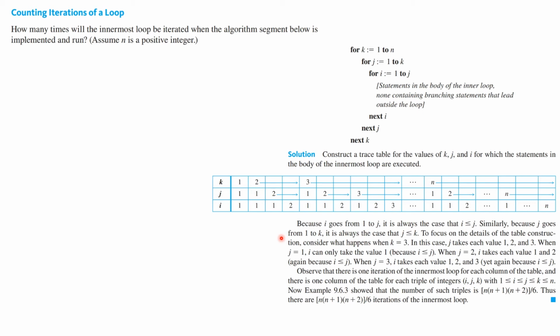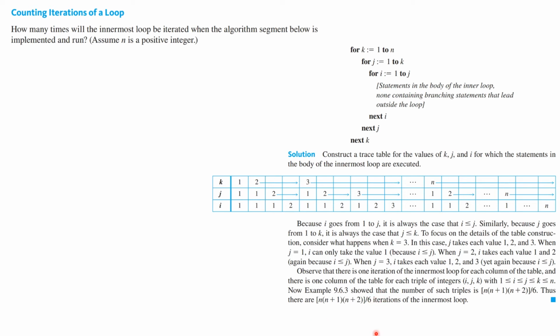When j equals 3, again because i is less than or equal to j, i takes each value 1, 2, 3, and yet again because i is less than or equal to j. Observe that there is one iteration of the innermost loop for each column in the table.